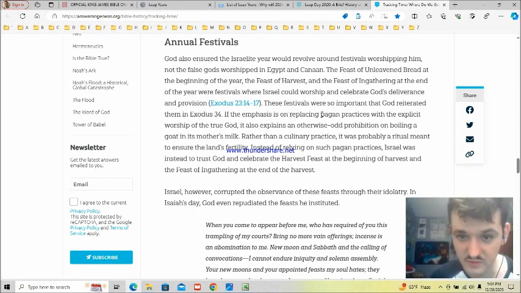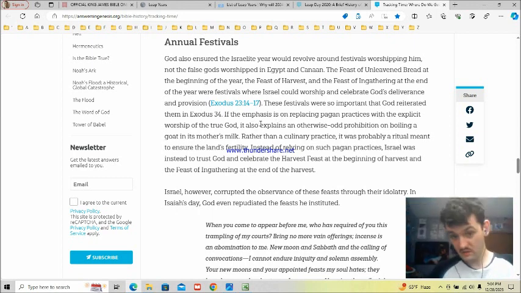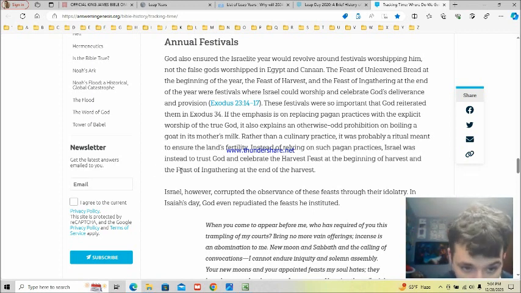The emphasis is on replacing pagan practices with the worship of the true God. It also explains the prohibition on boiling a young goat in its mother's milk, which was probably a ritual meant for fertility rather than a culinary practice. Instead of relying on such pagan practices, Israel was to trust God and to celebrate the feast of harvest at the beginning of the harvest and the feast of ingathering at the end of the harvest.